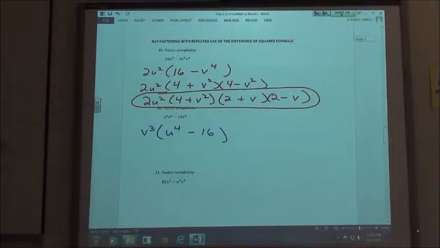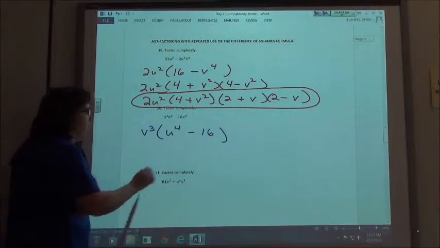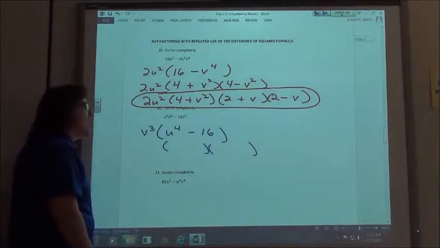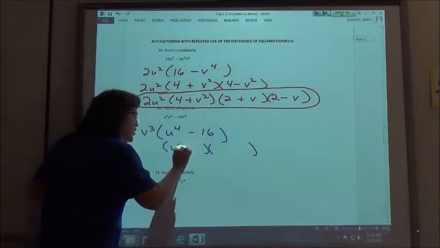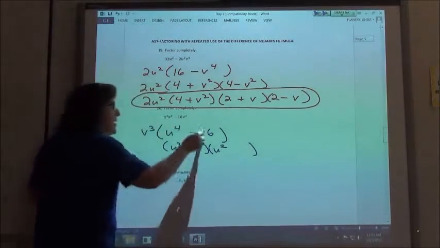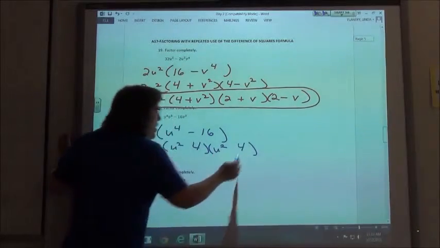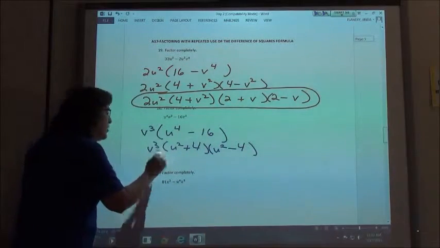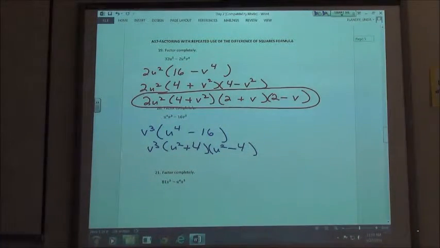You don't want to switch it. Leave it in the order it is and just go ahead and factor. So factoring the u to the fourth minus 16. U to the fourth is u squared and u squared. 16 is 4 and 4. One's going to have a plus and one's going to have a minus. And of course the v cubed is out in front.